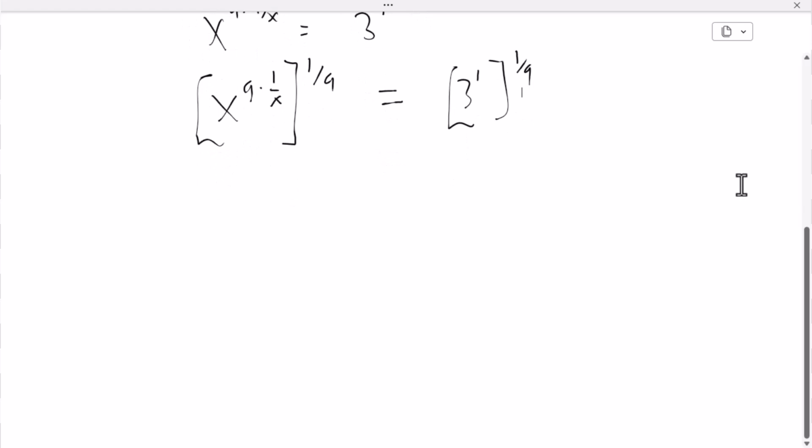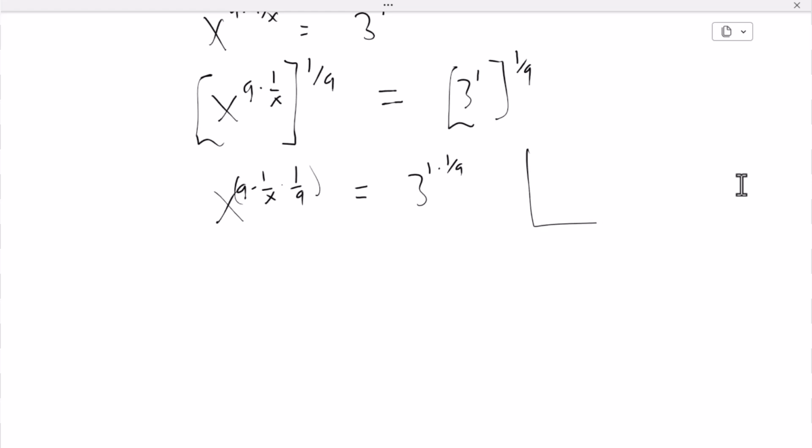Good. So what I'm going to be left with is x to the power 9 multiplying 1 on x multiplying 1 on 9 to be equal to 3 to the power 1 multiplying 1 on 9. Now over here, the law of indices we use is, when you have a to the power b all raised to the power c, that should give you a to the power bc.